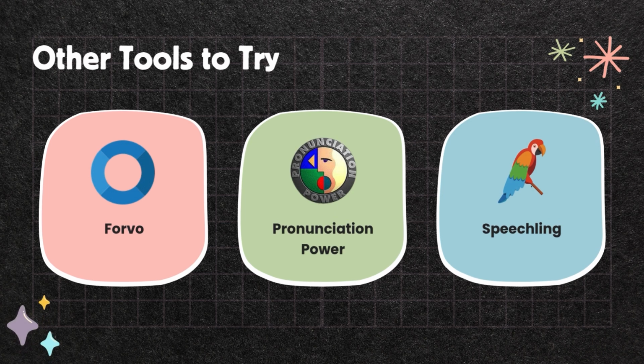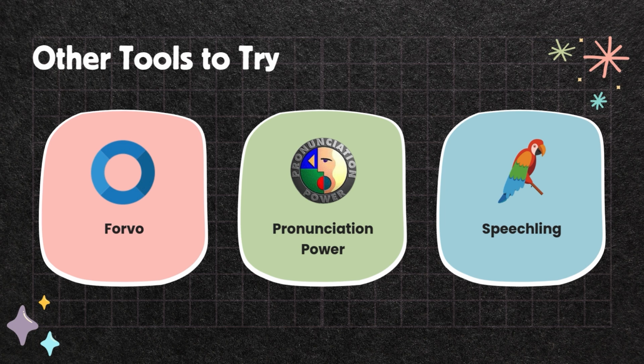Other tools to try. Forvo, a pronunciation dictionary where native speakers pronounce words in their language. Learners can hear correct pronunciation of words they're struggling with. Pronunciation Power, a software that provides interactive exercises for learning vowel and consonant sounds, and even works on word stress and intonation.